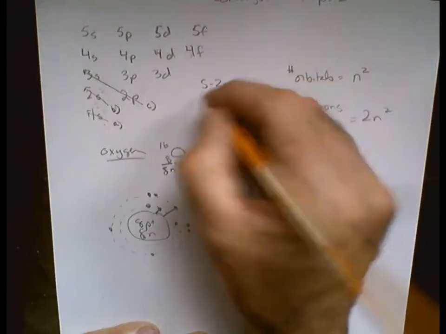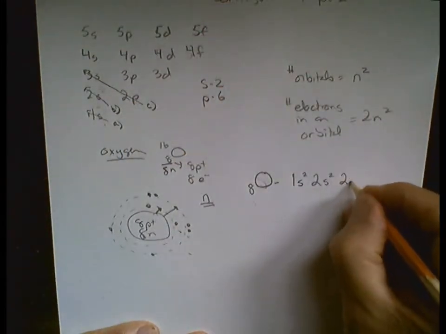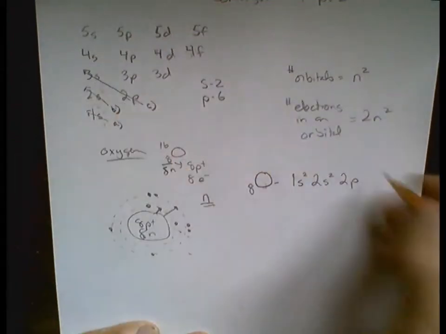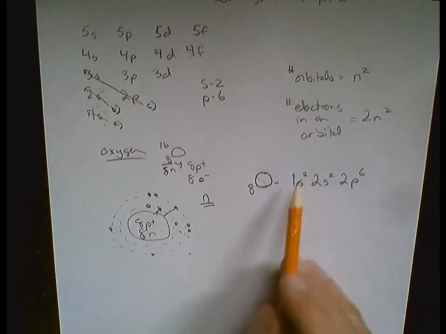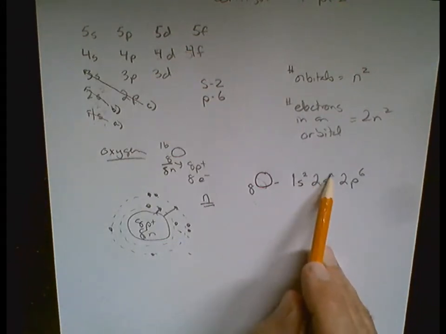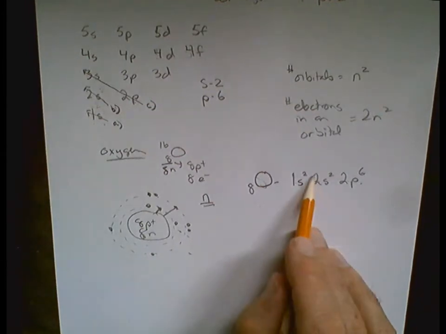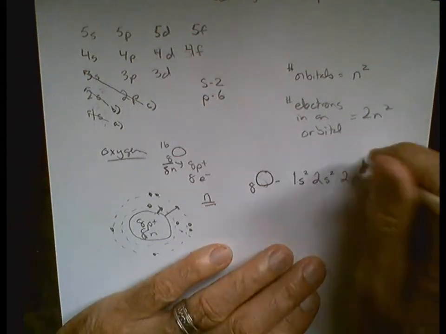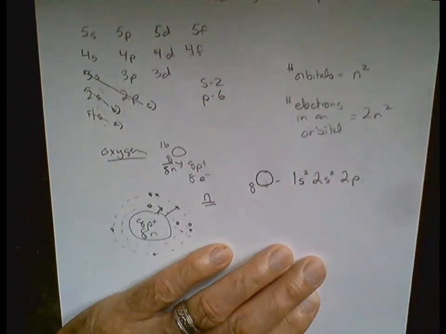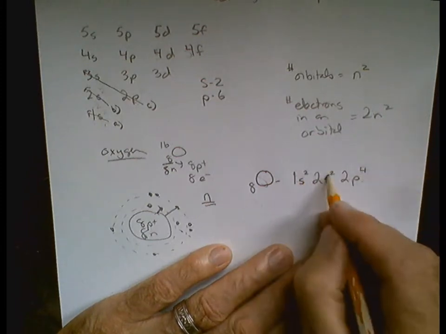So, p orbitals can hold 6 electrons. We are in 2p6. Okay, so we're done. This is an electron configuration for oxygen: 1s2, 2s2, 2p6. 2, 4, whoop, I went too far. We only need 4 of those electrons because we only want to go to 8. 2, 4, 8.